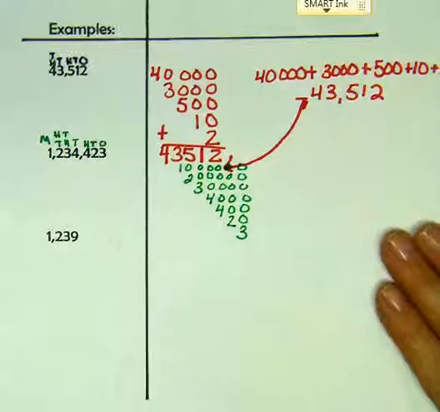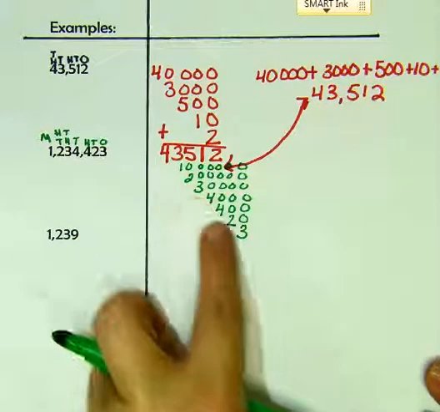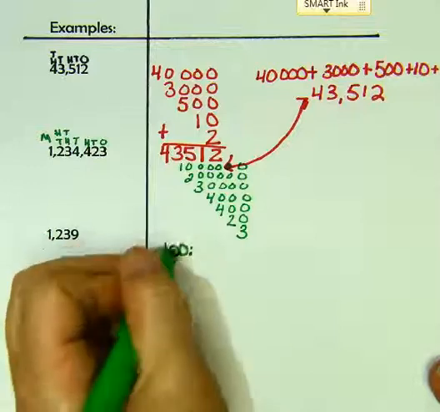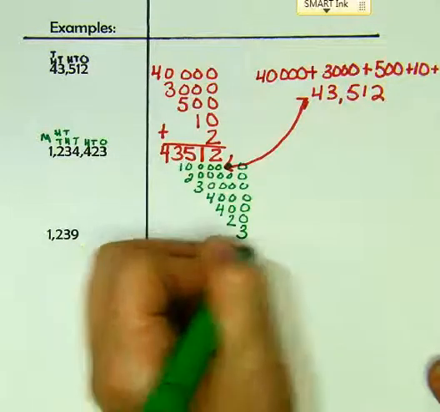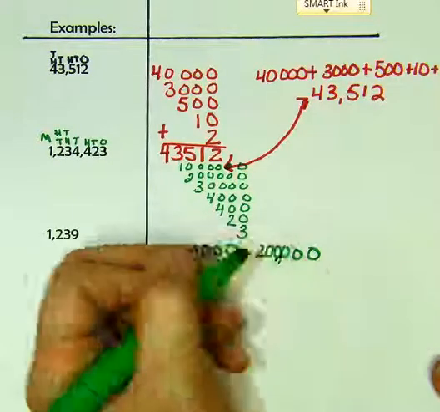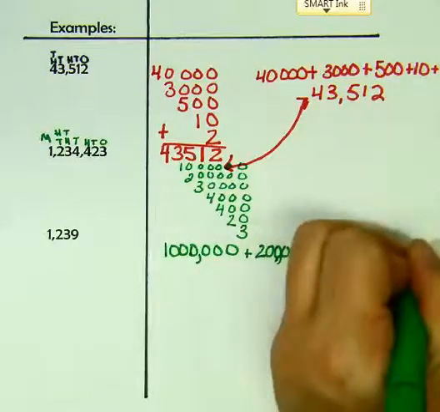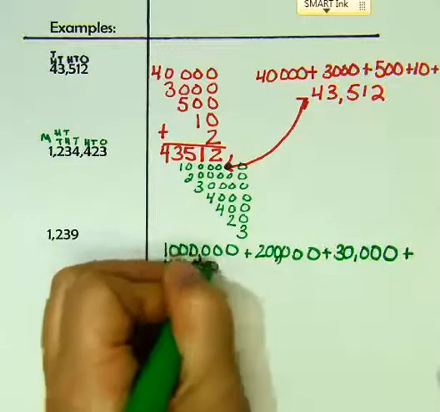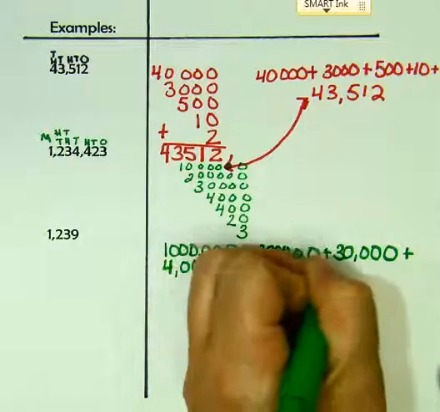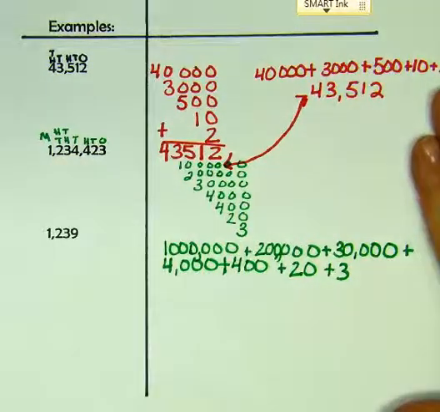I'm sorry that it's jumbled together. I didn't really space it out that good. So to write our final answer in expanded form, we just take each of these numbers and add them together. So it'll be 1 million. We have 6 zeros. Plus 200,000, sorry. Plus 30,000. Plus 4,000. Plus 400. Plus 20. Plus 3. And then again, if you add all this up, you should still get the same answer.